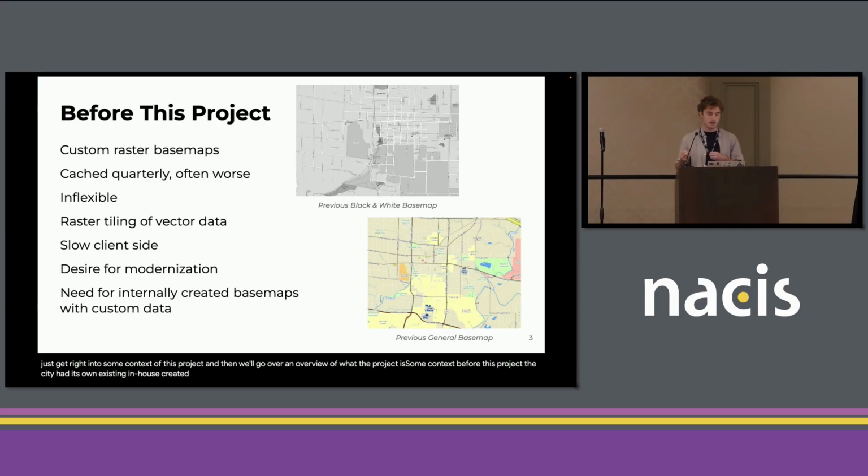So to start with some context, before this project, the city had its own existing in-house created raster base maps, which were cached quarterly, often worse than that. They're inflexible due to that timeline and also sitting as raster. It was raster tiling of vector data, so then those are huge and slow for the client. But also there was definitely a desire for modernization. Here's some screenshots of what this looked like when I kind of started this project.